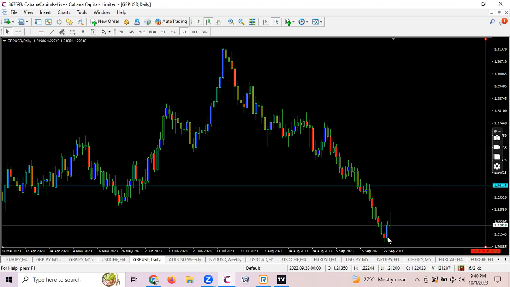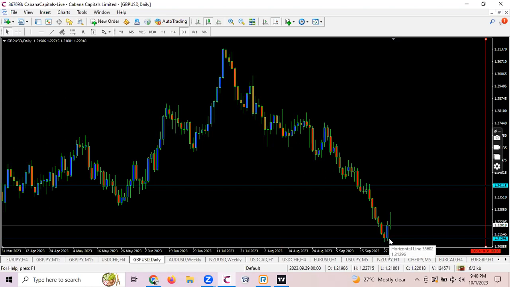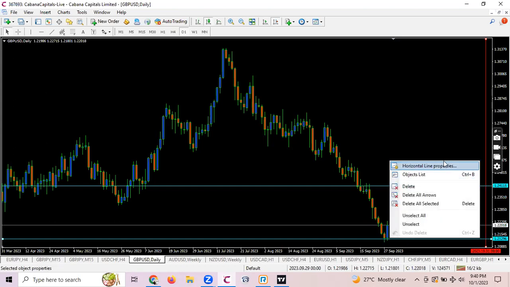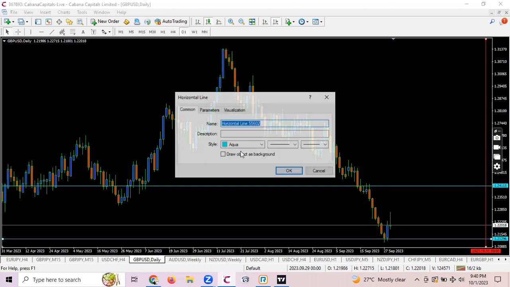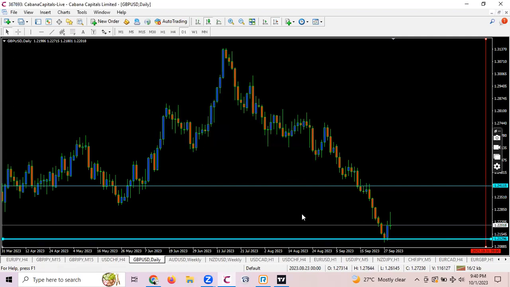Another thing I want to look out for is to confirm if this level was a previous support. If this level was previously a support level, okay, that will be another confirmation or confluence. So let me increase the size of the chart, and let's go back and see if this level was a support in the past.